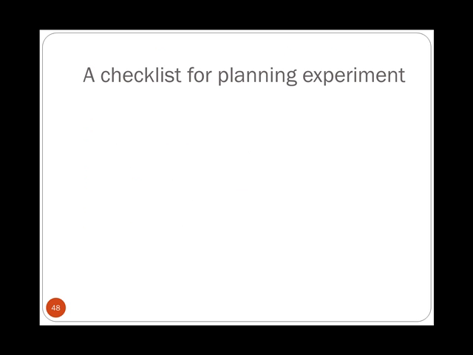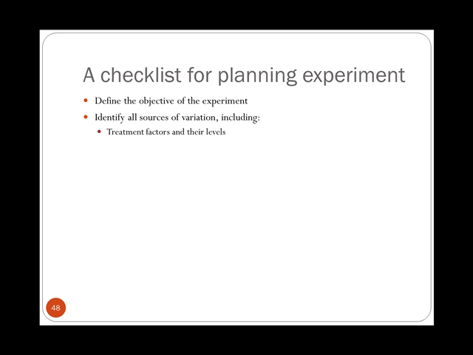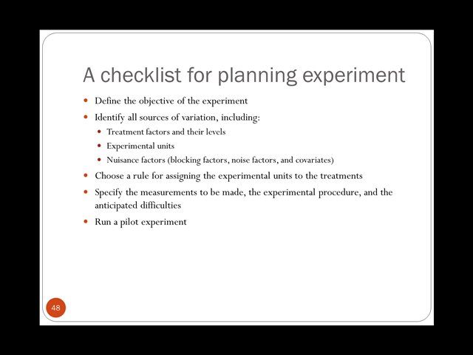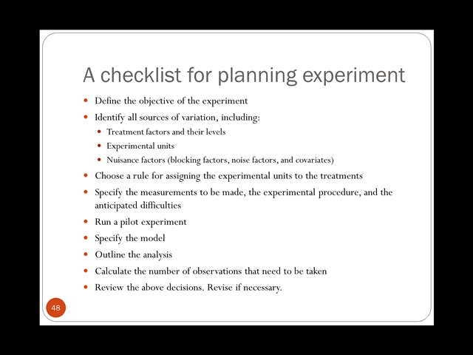Here is the checklist for planning an experiment. Define the objective of the experiment. Identify all sources of variation, including treatment factors and their levels, experimental units, nuisance factors. Choose a rule for assigning the experimental units to the treatments. Specify the measurements to be made, the experimental procedure, and the anticipated difficulties. Run a pilot study. Specify the model. Outline the analysis. Calculate the number of observations that need to be taken. Review the decisions. Revise if necessary.